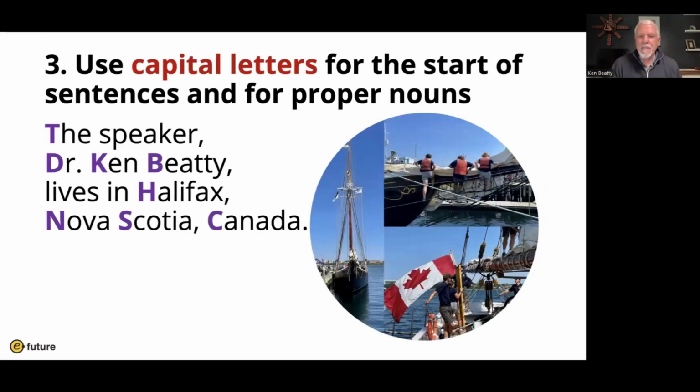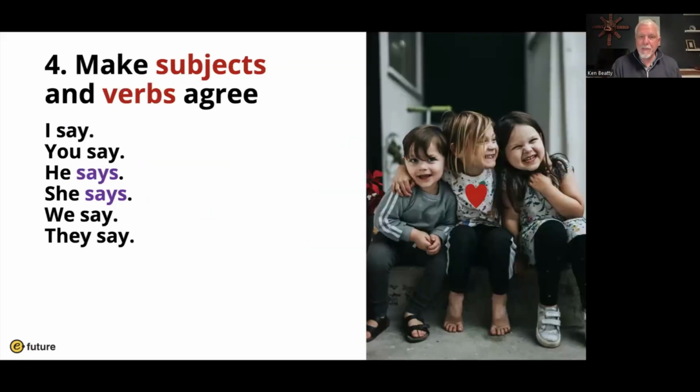The third thing that grammar does is it uses capital letters. Now, again, many languages like Chinese, like Japanese, they don't have capital letters. So what do they do? Well, they've got different ways of signifying things. And even European languages like German have different ways. Every noun in German is capitalized. So when you're reading a German sentence, you say, why are all those capital letters there? You're not sure, because in English, we use it at the start of a sentence, and we use it for proper nouns. So it's like the T and the. Dr. Ken Beatty lives in Halifax, the name of a city, Nova Scotia, my province, Canada, my country where I live. So we use it for that reason. Grammar helps to teach when and when not to use those capital letters.